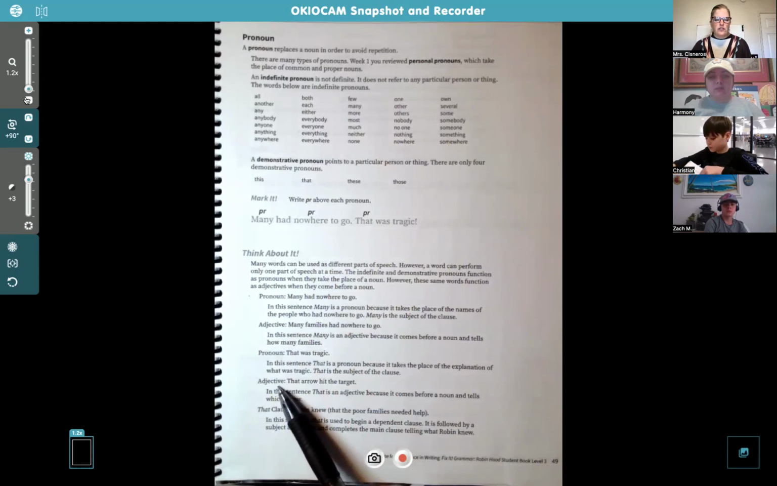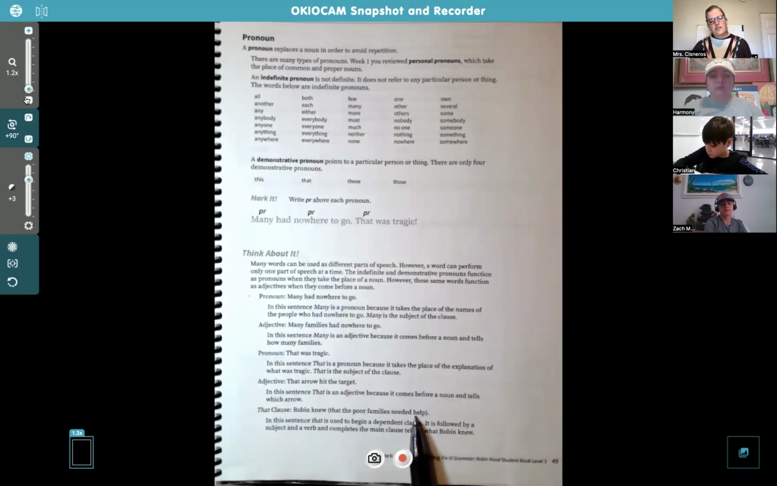And here it is as an adjective. That arrow hit the target. So it's telling which arrow was it? It was that arrow. That's the adjective. It's telling which one. And it comes before the noun. So when it comes before the noun, it's an adjective.